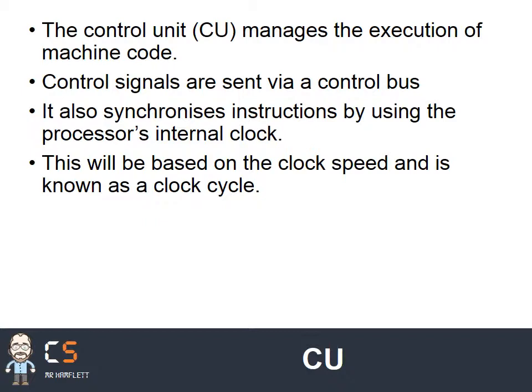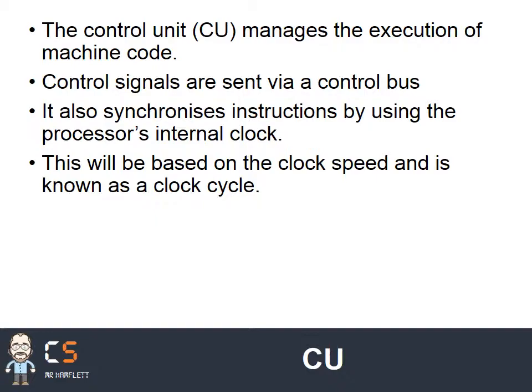The control unit manages the execution of machine code instructions. It sorts out the control signals which go in via the control bus, and also synchronises instructions by using the processor's internal clock. I'll go on to that point in a moment. It also, which is based on the clock speed and is known as a clock cycle. So a clock cycle is the time it takes to run one instruction.